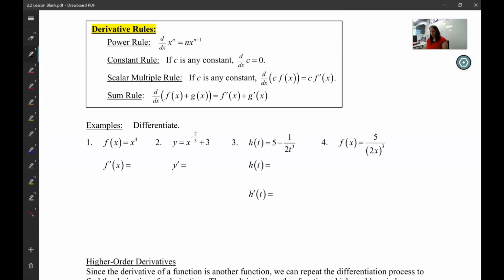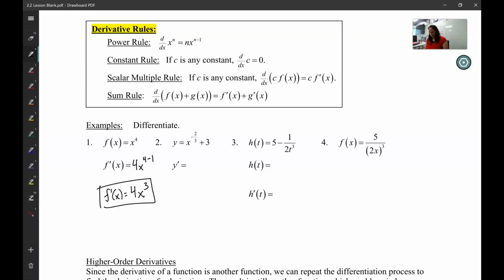If I have x to the 4th, that's my power rule. So f prime of x, I'm going to move the number in front, and then I'm going to do the number minus 1. So that gives me 4x cubed. So f prime of x is 4x cubed. Done. Way shorter. Let's try this one.